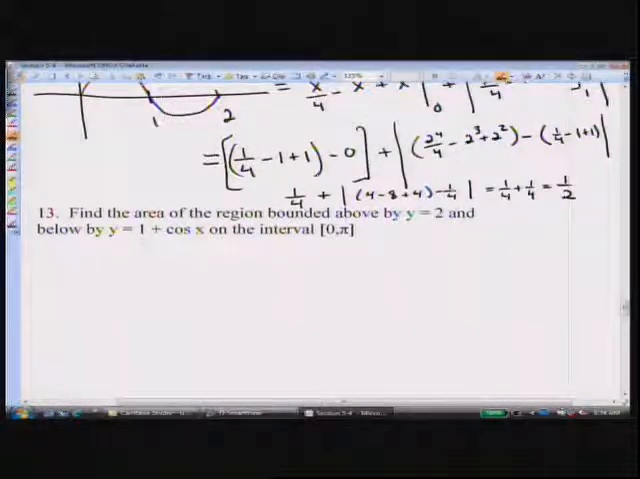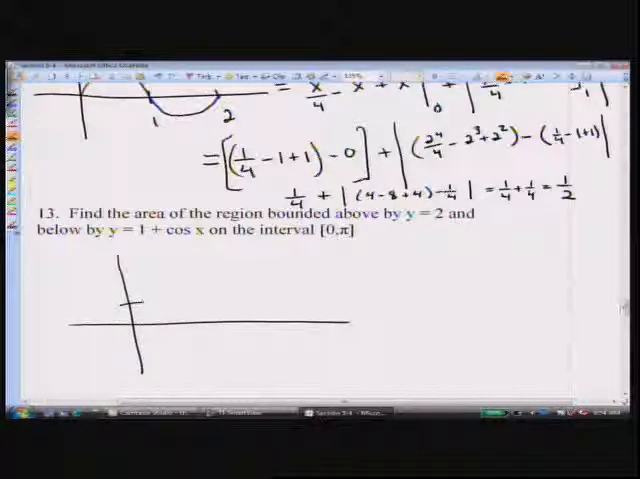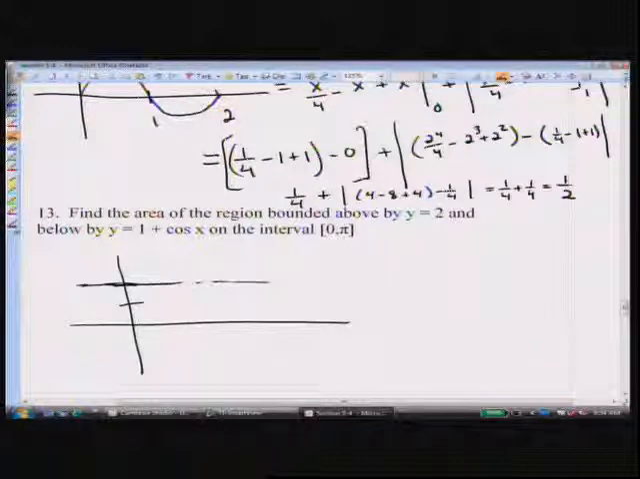Okay. Find the area of the region bounded above by the line y equals 2 and below by the function 1 plus cosine x on the interval from 0 to pi. Okay, now, when you look at this function, the line y equals 2 is this line right here. This is the line y equals 2.